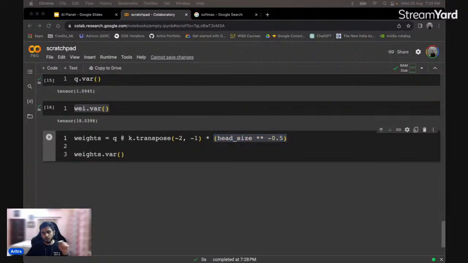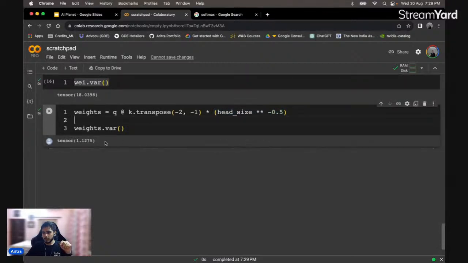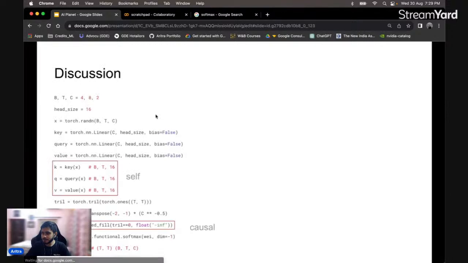So just do a root over head size, and you do a weights dot var, and if you let that run, you'll see that it's again scaled back to 1. And why do I do this? Why am I confusing you with a lot of jargon? I'm going to come to this very soon by presenting the slides.